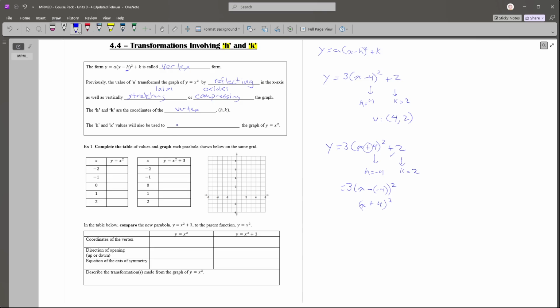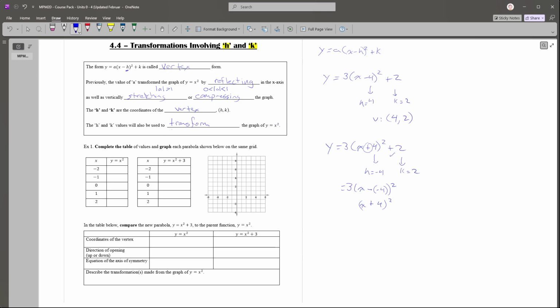Now, these h and k values not only tell us the vertex, since our vertex is either our max or our min, that also means that if our vertex is not at 0, 0, the whole quadratic relation has been moved somewhere else on the graph. So what does that mean? It means the h and k values will also be used to transform the graph of y is equal to x squared.